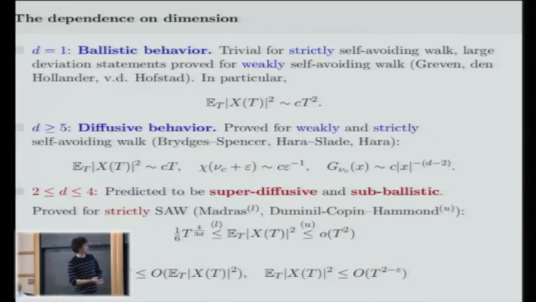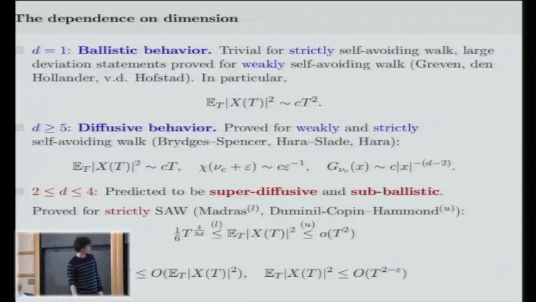For dimensions 5 and more, on the other hand, the self-avoiding walk behaves diffusively, again for weakly and strictly self-avoiding walk. This is known in the sense that the squared end-to-end distance grows like t, that the susceptibility at the critical point blows up like epsilon inverse, and that the two-point function at the critical point decays like the simple random walk two-point function.